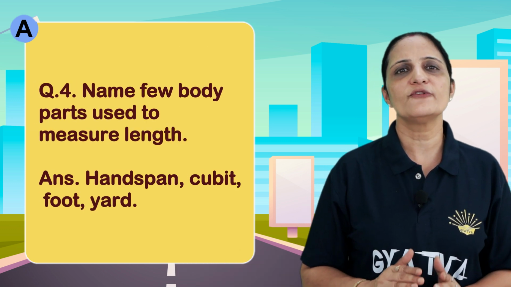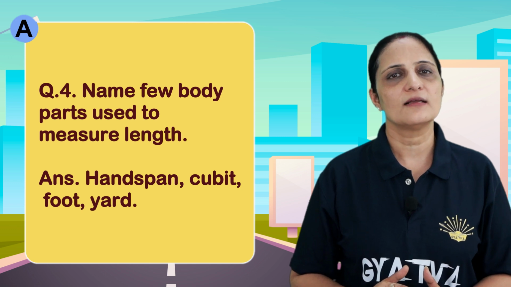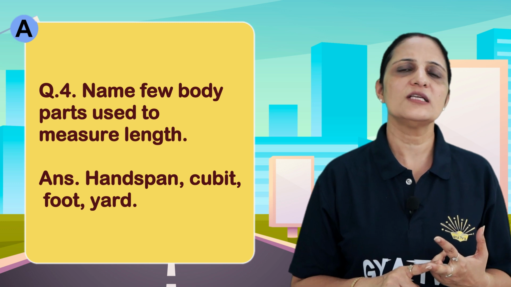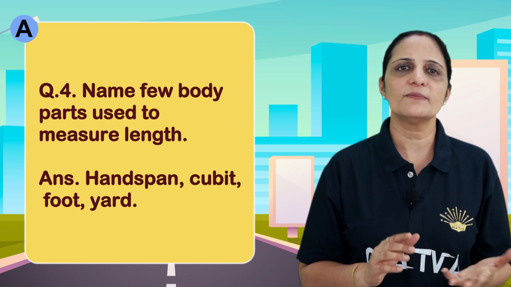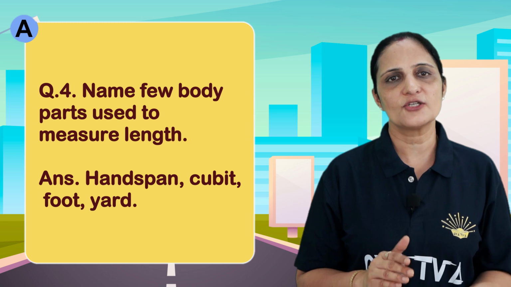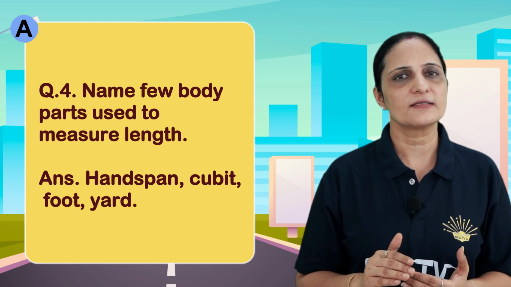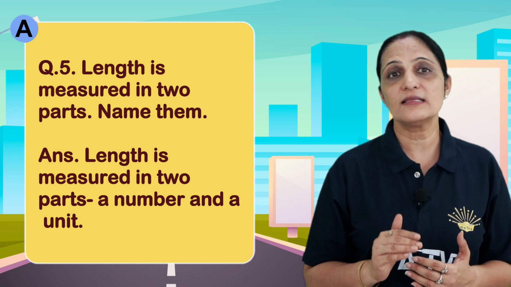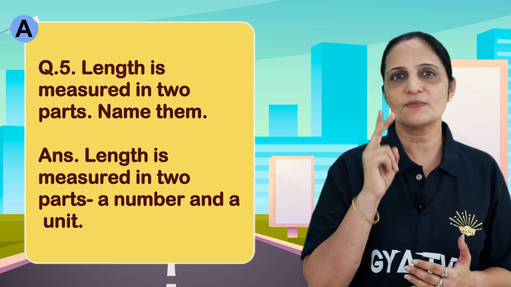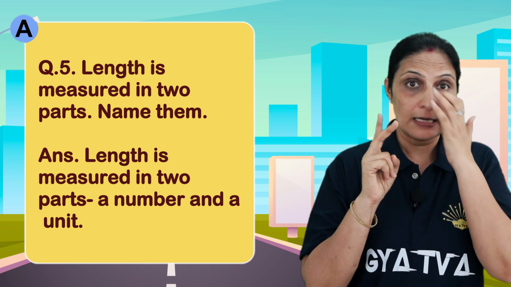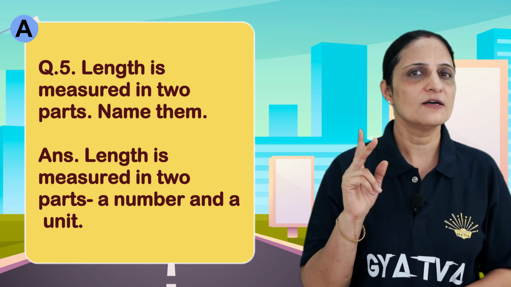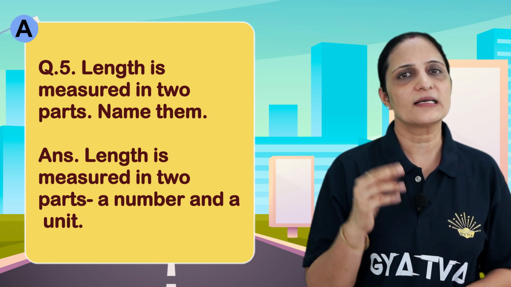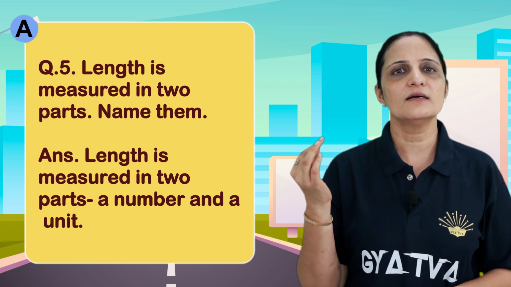Question number 4, name few body parts used to measure length. You have handspan, cubit, foot, yard, all these are the body units which are measured by using the body parts. Length is measured in two parts. What are those? Now see, length is a physical quantity. So it is measured by two things. One is the number and the other is the unit. So we write length is measured in two parts, a number, that is its magnitude, and a unit.